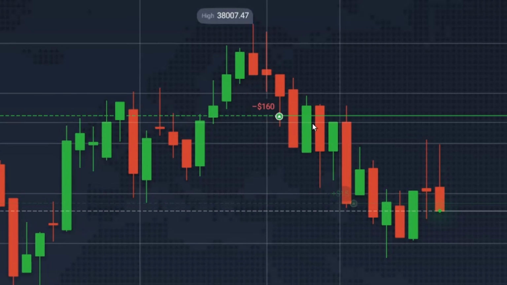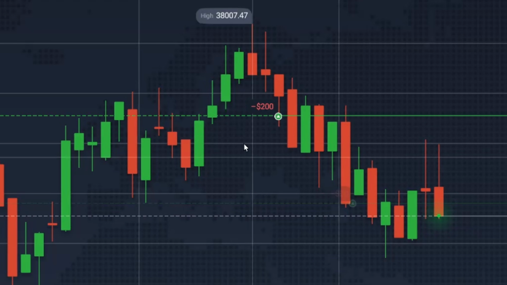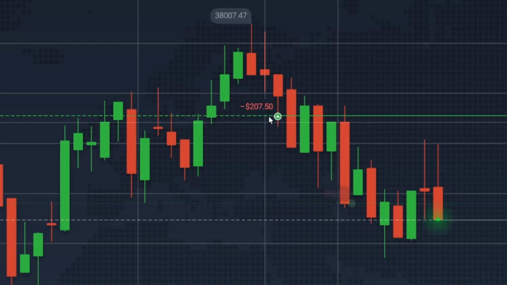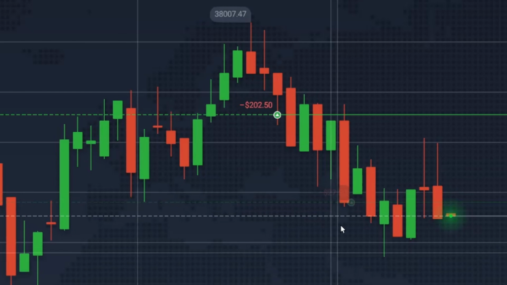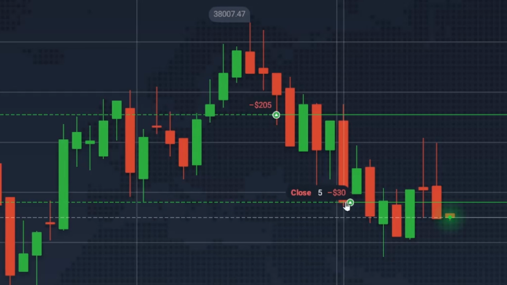That's my first trade. It's minus $197. It shows independently the price. And that's another trade. This one is minus 32.50.